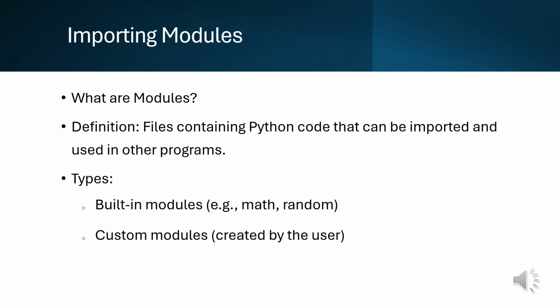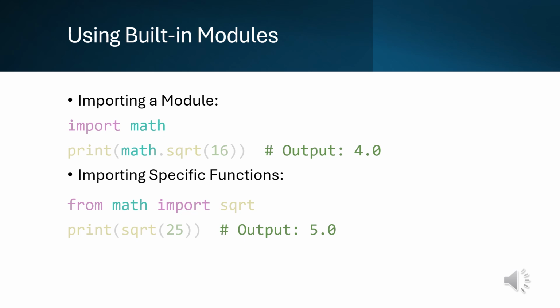Modules are files containing Python code that you can reuse in other programs. There are two types: built-in modules, pre-installed with Python, e.g. math and random; and custom modules, created by users. Here's how to use a built-in module. import math, print(math.pi), or import specific functions from math: from math import sqrt, print(sqrt(25)), output 5.0.